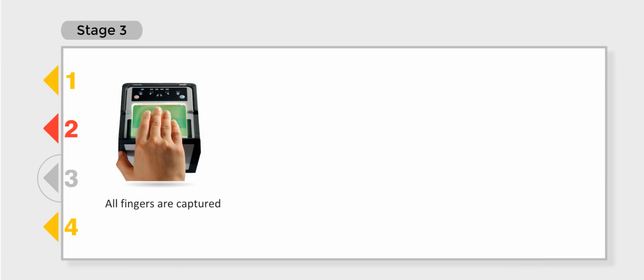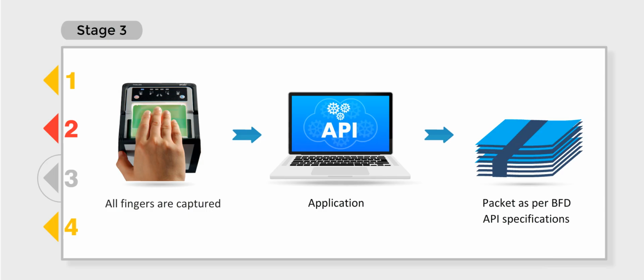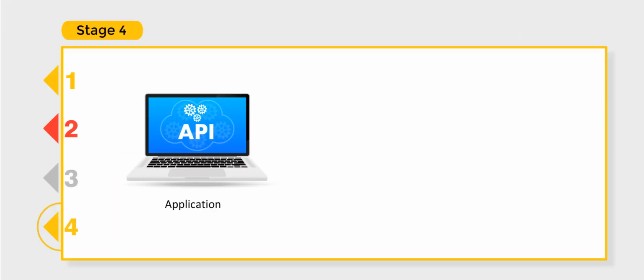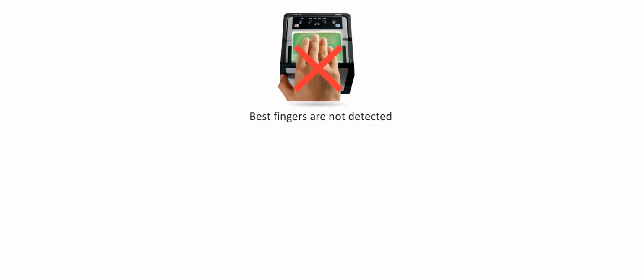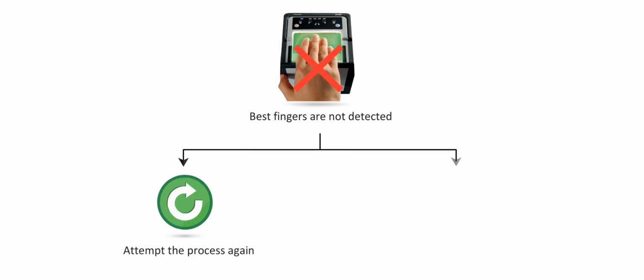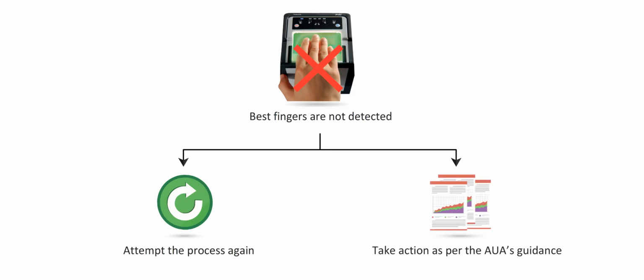Once the best attempt is captured for all fingers, the application constructs the packet as per the BFD API specifications and invokes the BFD API through the AUA server similar to authentication. Based on the response, provide a printed receipt to the resident indicating the best fingers of the resident. In case the best fingers are not detected, even after providing all 10 fingers, the resident can be directed to attempt the process again, or they may be directed to take appropriate action as per the AUA's guidance.